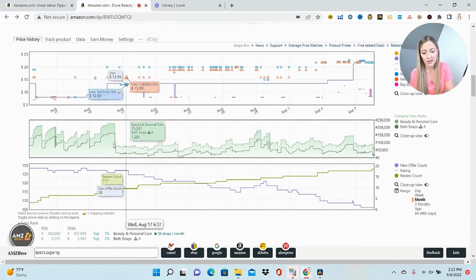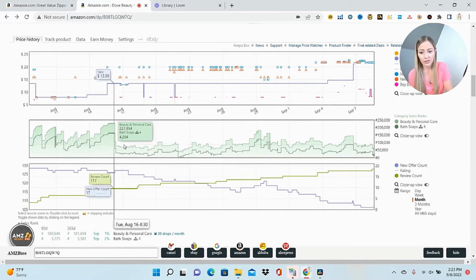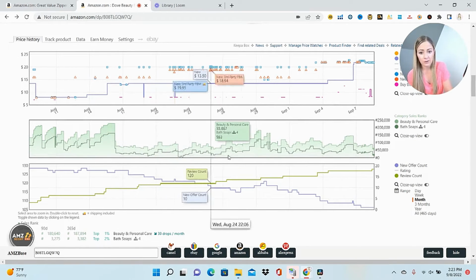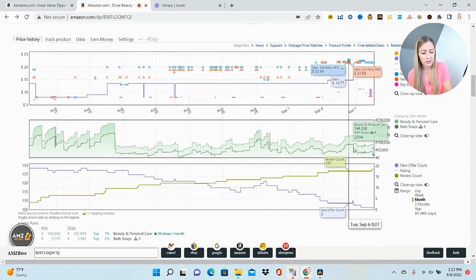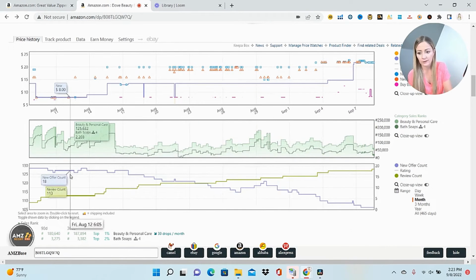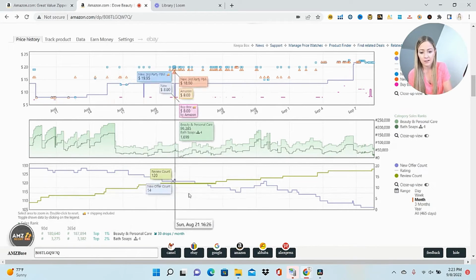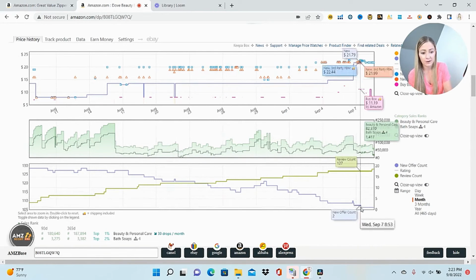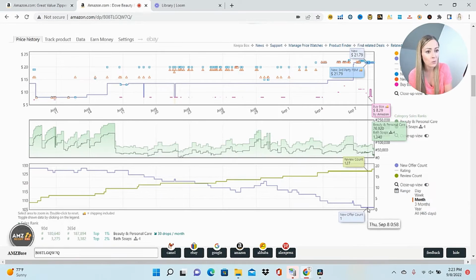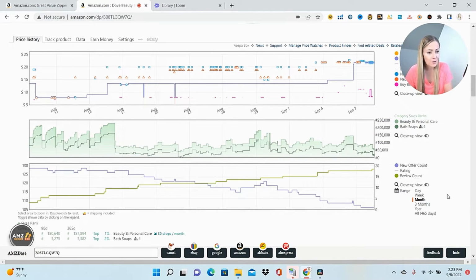I'm going to look at the rank. The rank was 130,000, and now it's getting lower and lower. So the rank looks pretty good. It's not too bad. This is moving pretty quickly. The new offer count, we have 18 people on it, going down, going down, going down. Now there's only one offer on it. So let me pull this out a little further.